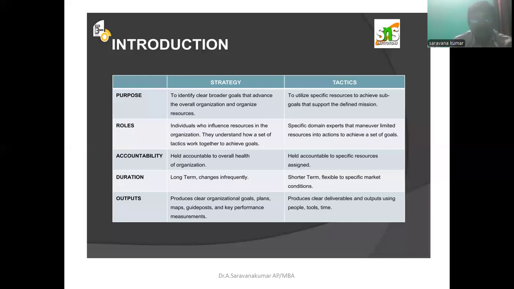Duration: long term, changes infrequently. That is a strategy. Tactics: short term, flexible to specific market conditions. Outputs: strategy produces clear organizational goals, plans, maps, guideposts, and key performance measurements. Tactics produce clear deliverables and outputs using tools and time.